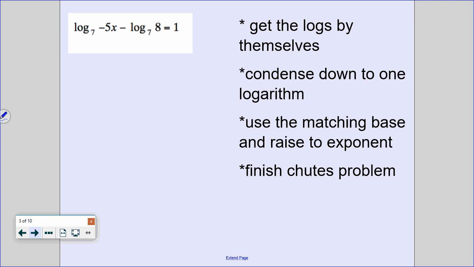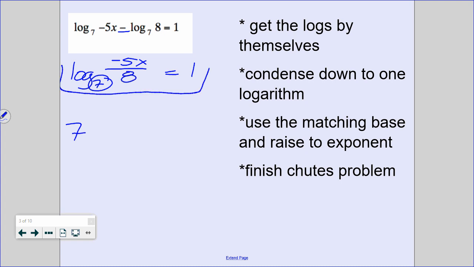Are my logs by themselves? Yeah. So we're going to write it as one log. So log base 7, and it's minus, so how do I connect them? Division. So log base 7 of negative 5x over 8 equals 1. What's my base? 7. So that's the base I use to get rid of the log. All of this becomes the exponent. 7 to the log base 7 of negative 5x over 8 equals 7 to the first.